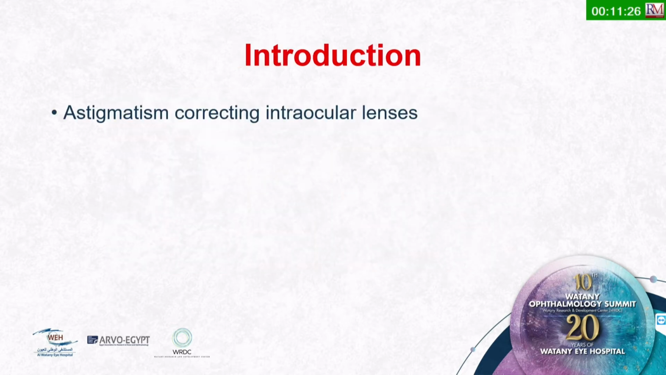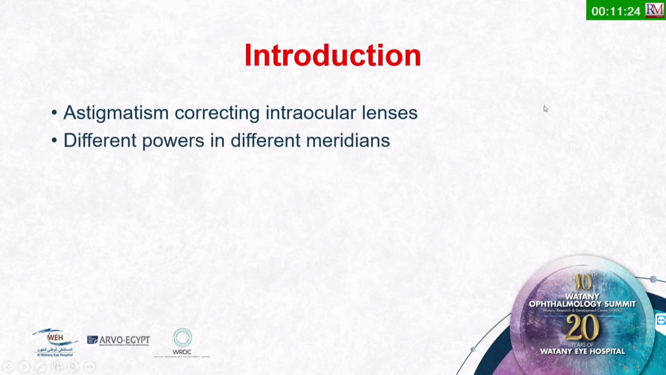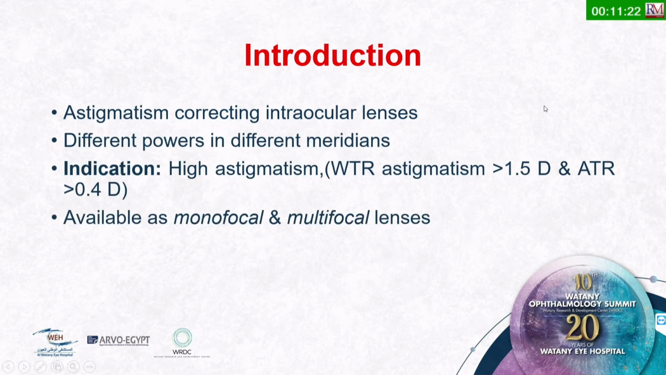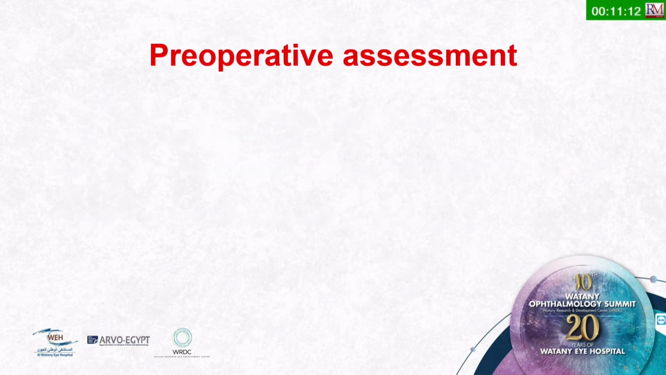So, toric IOLs are astigmatic correction IOLs that have different powers and different meridians. They are indicated in with-the-rule astigmatism of more than 1.5 diopters and against-the-rule astigmatism of more than 0.4 diopters. They are available as monofocal and multifocal IOLs.